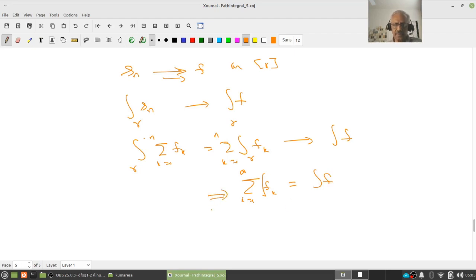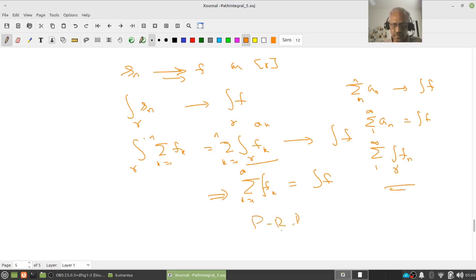This implies that. I hope all of you are comfortable with infinite series. I am just using this. So call these things an. So the summation of ak, k equal to 1 to n converges to the integral of f, right? That means the partial sums converge. Therefore, the series sum of an, n equal to 1 to infinity, equals the integral of f. But what is an? It is the integral of fn over gamma. Okay, so pause, review, proceed.